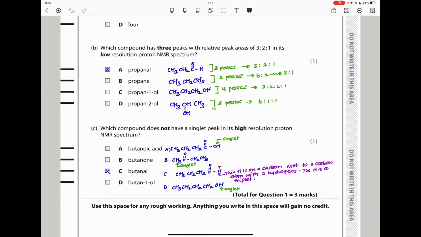Moving on to the next question, it says which compound does not have a singlet peak in its high resolution proton NMR spectrum? So we're looking for something that doesn't have a singlet peak. And I began again by drawing all the structures. Butanoic acid is like this, and we can see this one here is a singlet. Butanone is like this, and we can see this is a singlet because there is no hydrogen on this carbon atom. Butanol, its structure is like this, and you can see there is no singlet here. While D, which is butan-1-ol, has a singlet, which is that. So the right answer should be a C. It is only butanol that corresponds to the answer we're looking for. It does not have any singlet in its high resolution proton NMR spectrum.